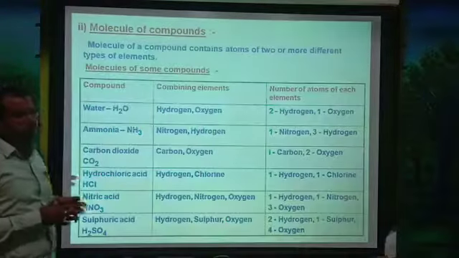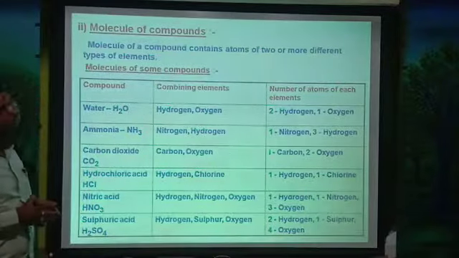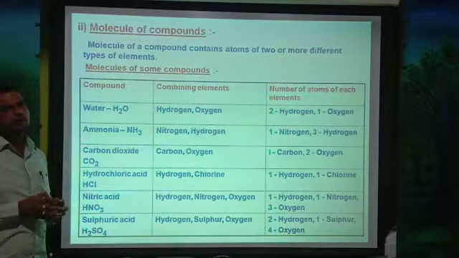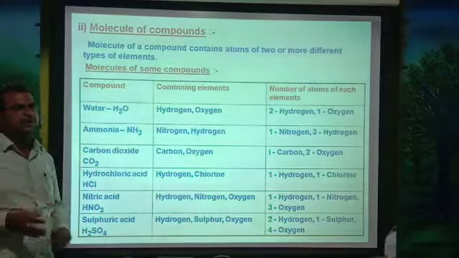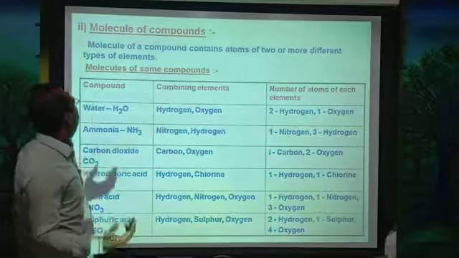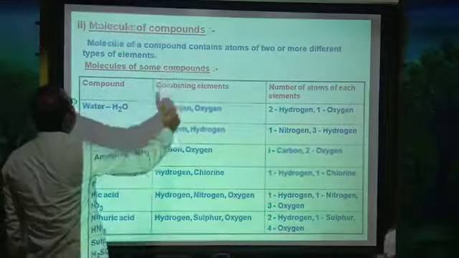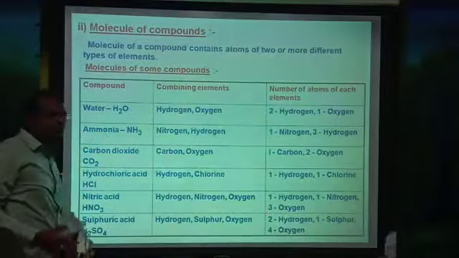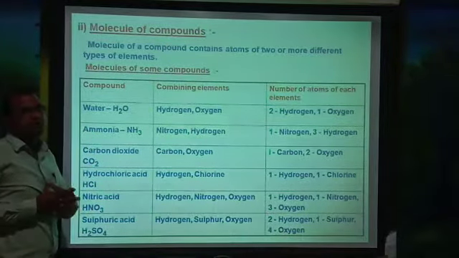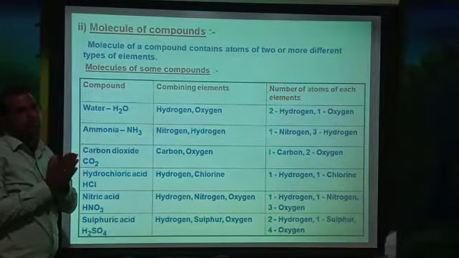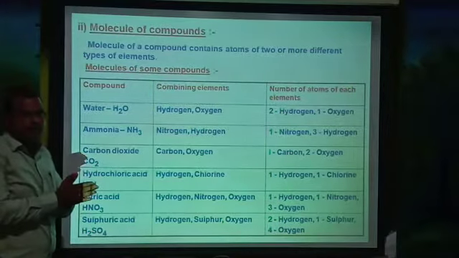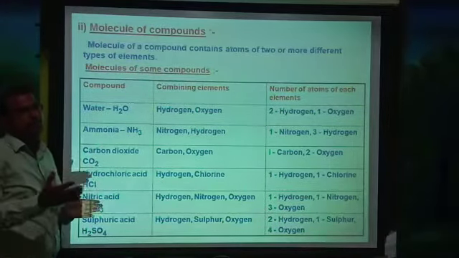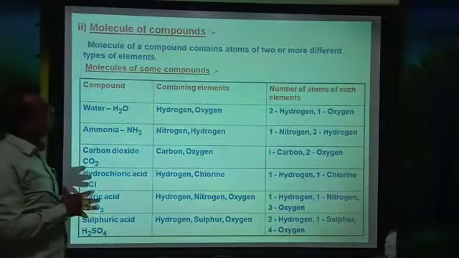So, understood what a molecule is? A molecule is the smallest particle of an element or a compound. Next, molecules of compounds. So we have seen molecules of elements. If the molecule is made up of the same atoms or different atoms, that is called a molecule of an element. Here, compound.